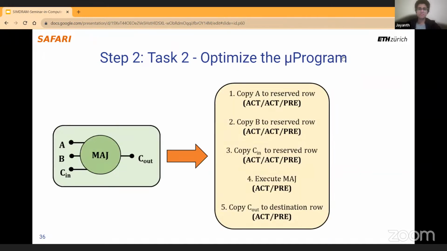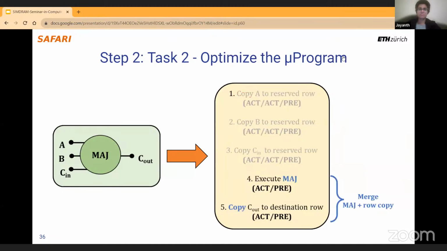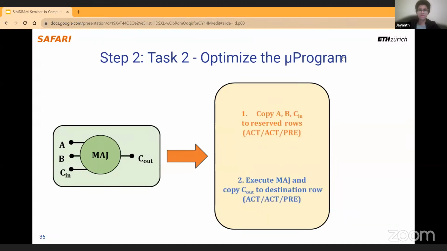Yeah, so the optimization in the framework basically will merge successive row copies into one. And another optimization is to also merge a majority operation that is followed by a row copy. To explain how exactly this works, we will need to go deep into how SIMDRAM organizes the operand rows and so on. So for further details, you can actually check out the paper. It's quite interesting. So yeah, after these optimizations, we will get our optimized microprogram.